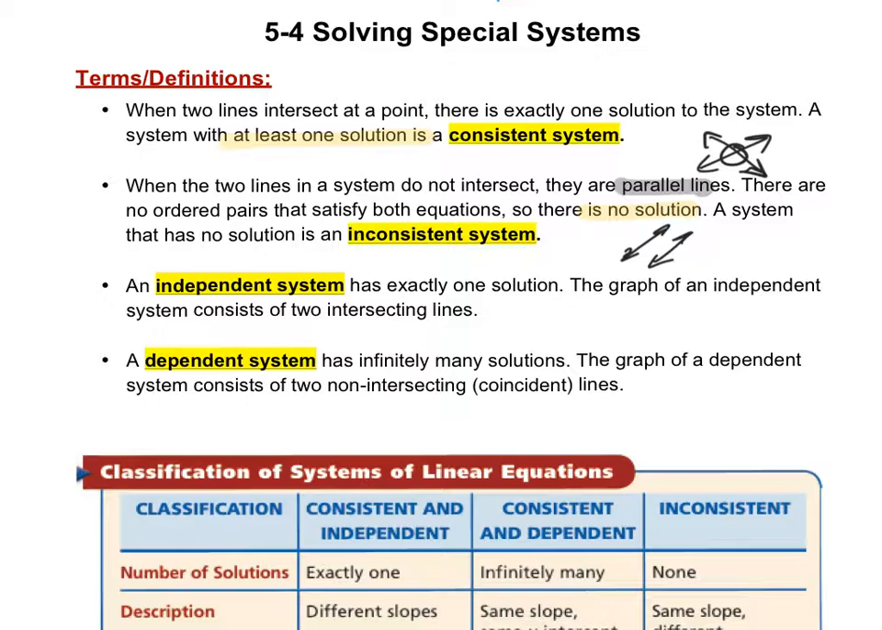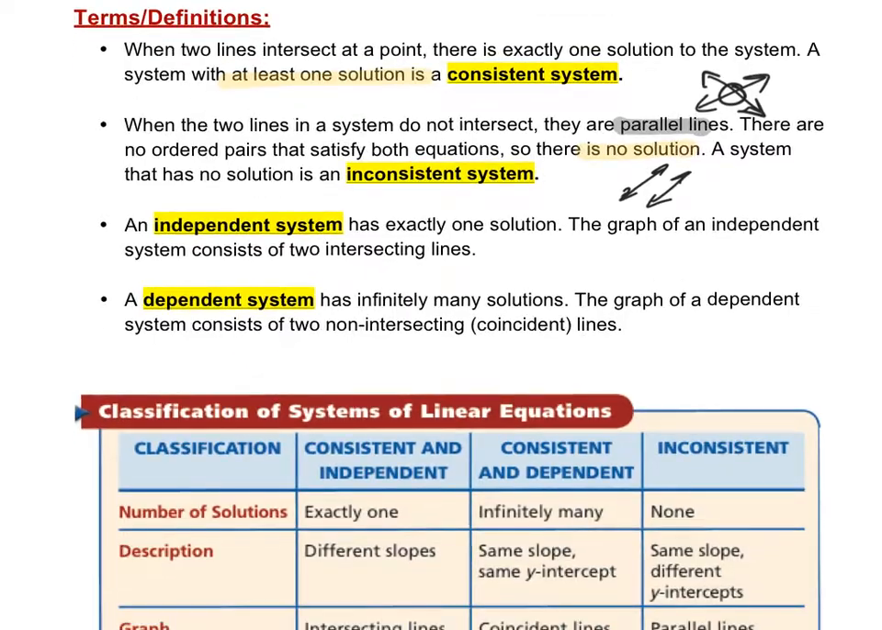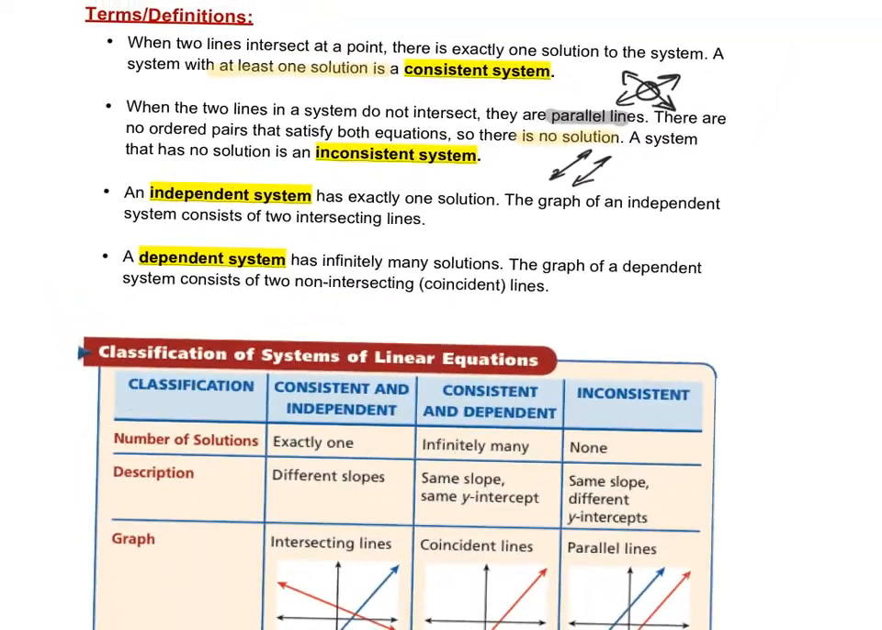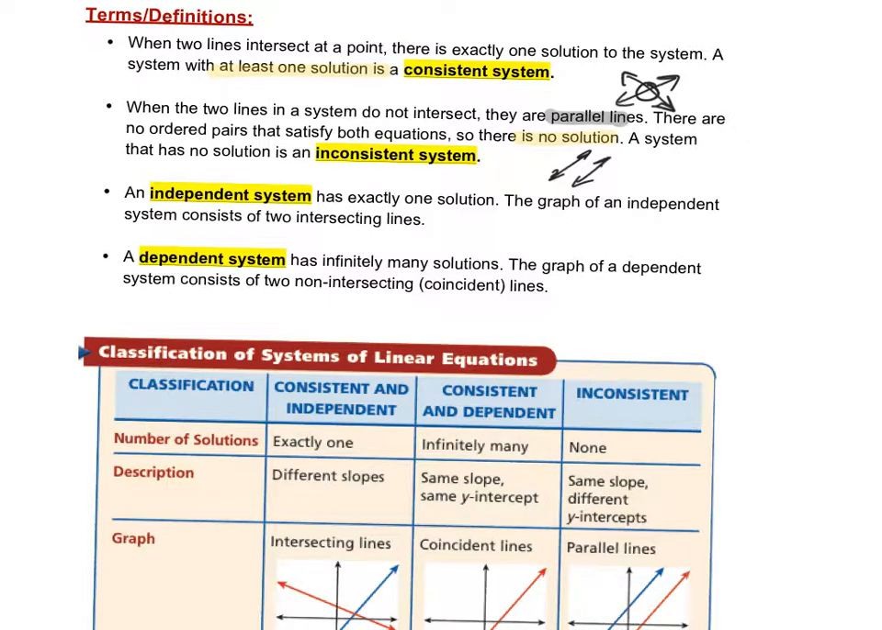So if you have a solution, it's consistent. If there's no solution, it's inconsistent. That's one part of it. In addition to it, if you have only one solution, then it's an independent system. And if you have infinite solutions, it's called a dependent system. So if you have a solution, it's consistent. And if the solution that you have is only one solution, it's independent, so that's consistent, independent. And if they don't intersect, it's inconsistent. And if you do intersect and you have more than one solution because it's infinite, then it's dependent.